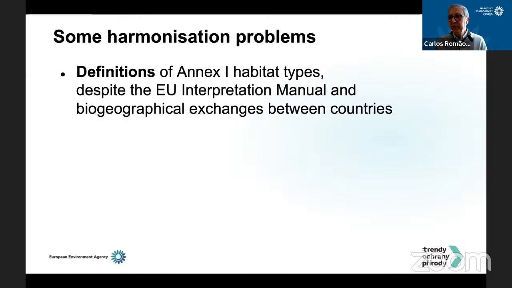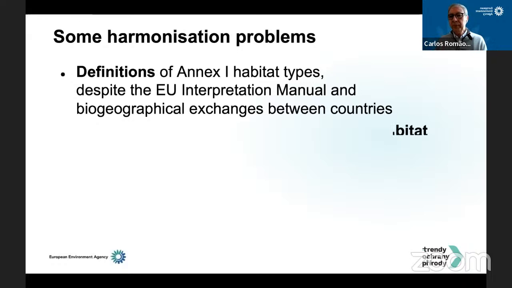Another aspect that we still have, despite the very long discussions and it being a recurrent subject when the countries meet in these biogeographical seminars and discuss particular habitats in particular regions, is that not everybody has the same definition of one specific Annex 1 habitat type. There may be variability. One member state may say that this is grassland 6210, and another member state says, oh, in my case, it's 6220. So this is one of the issues. I don't think it's the most fundamental one, but it's still one of the issues in terms of harmonization.